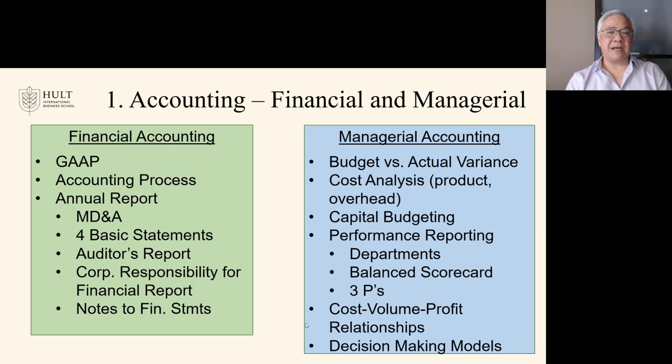The 4 statements that we look at for any company. That's one nice thing about accounting is that there are 4. Some people think there are 3, but there's actually 4. Balance sheet, income statement, statement of cash flow, and statement of changes in shareholders' equity.